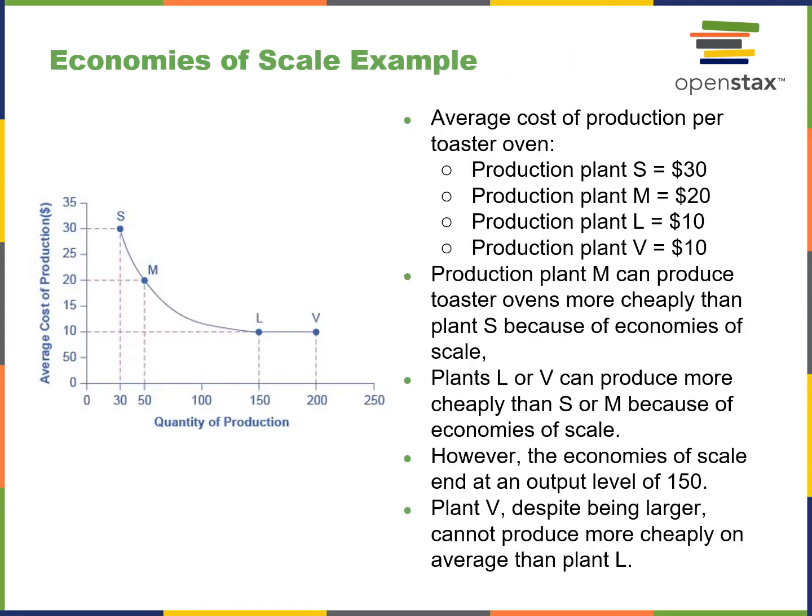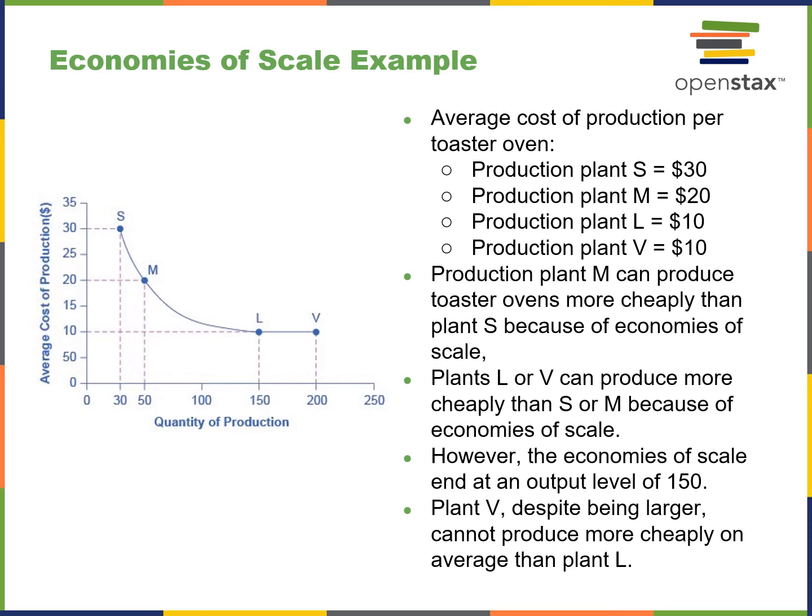This is an economies of scale example. So you have the quantity of production versus the average cost of production of a given product. And so you have plant S that produces 30 units at $30, and then you have M that can produce 50 units at 20, and then L can have 150 units at 10, and then V 200 units at 10.